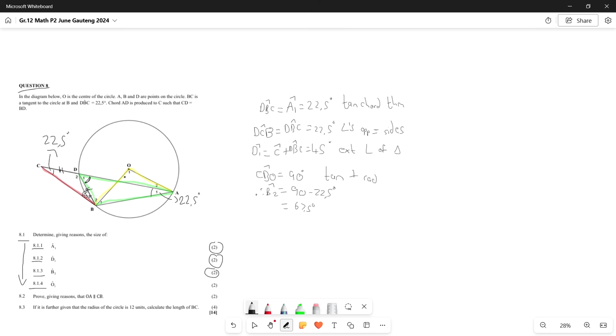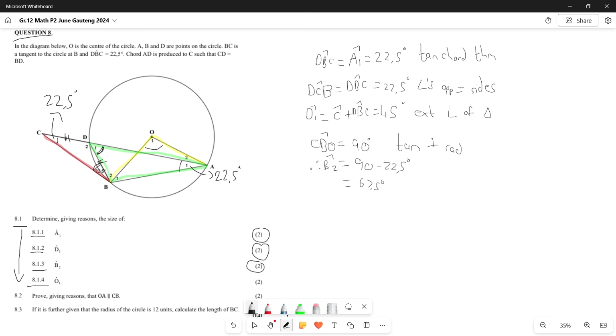So O1 is the angle over here, and the easiest way to calculate O1 is to do angle at center equals 2 times angle at circumference. So usually in a scenario like this, we look for a bow tie where all 4 corners touch the circumference, which means if we're seeing a bow tie and all 4 corners are touching the circumference, it means we have angles in same segment, which means that this angle over here equals this angle over here, and this angle over here equals this angle over here.